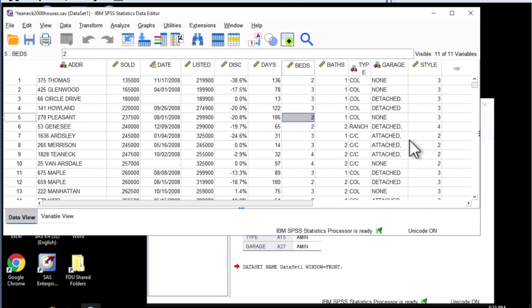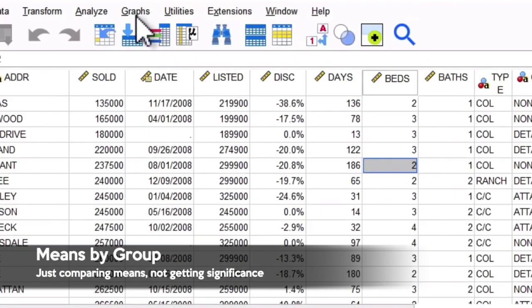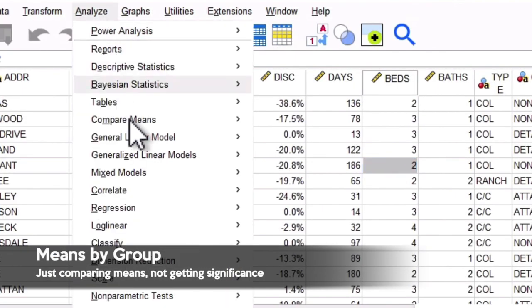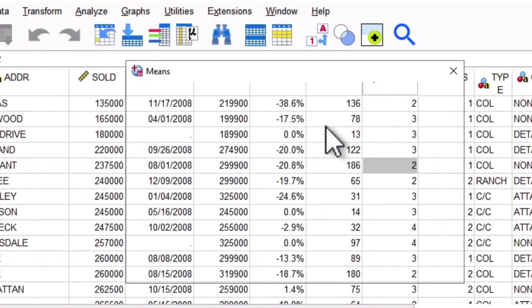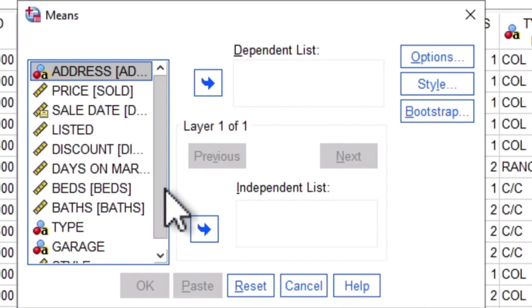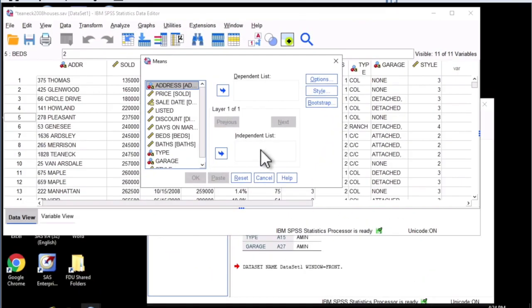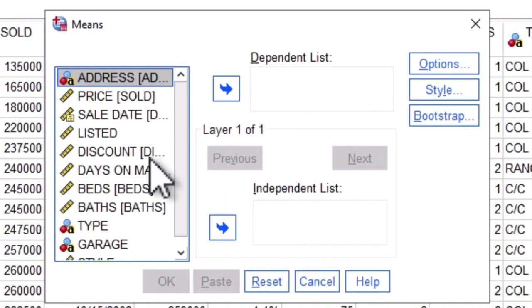So today we're running SPSS and we are going to start comparing means by group. As usual, we go to the Analyze menu, we say Compare Means, and in this case we're just looking at means. We're not going to do any statistics yet, we're just going to compare them. So it gives us a dependent list and an independent list.